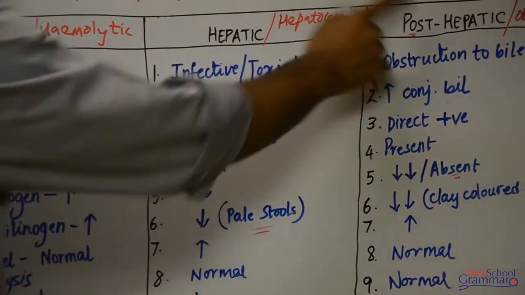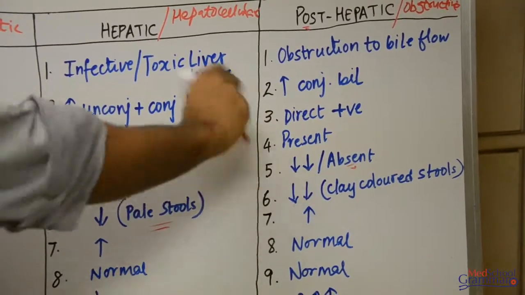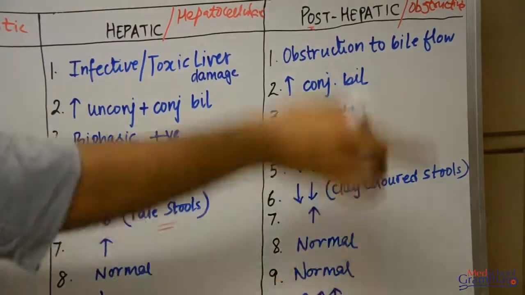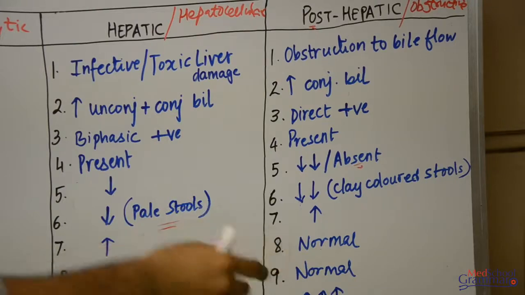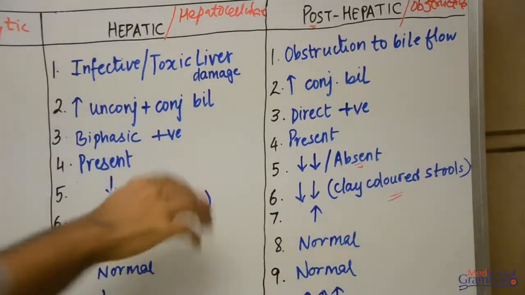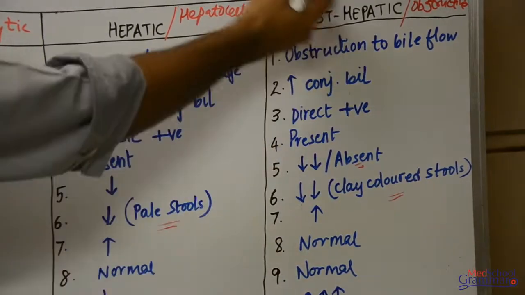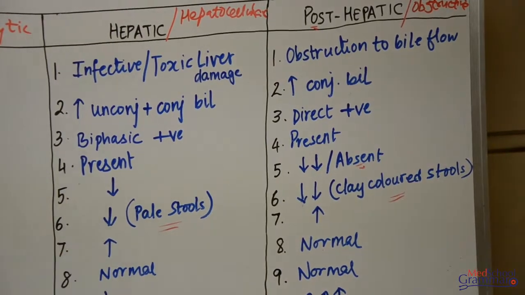Okay, and in obstructive jaundice we've seen that urobilinogen is almost absent. Same is the case of stercobilinogen, almost absent. Stercobilin is almost absent, therefore there is clay colored stools or white stools seen in obstructive jaundice, right?